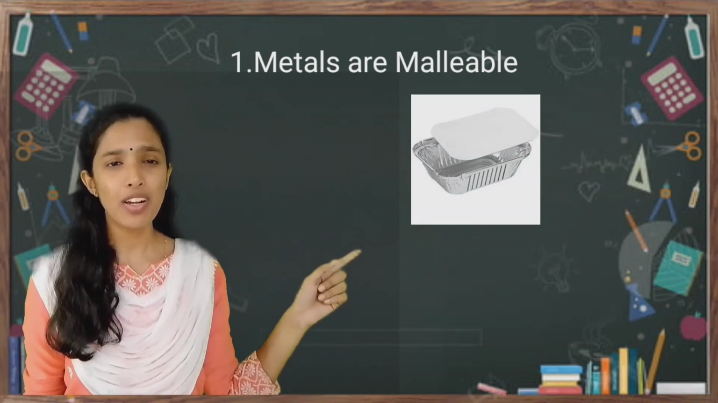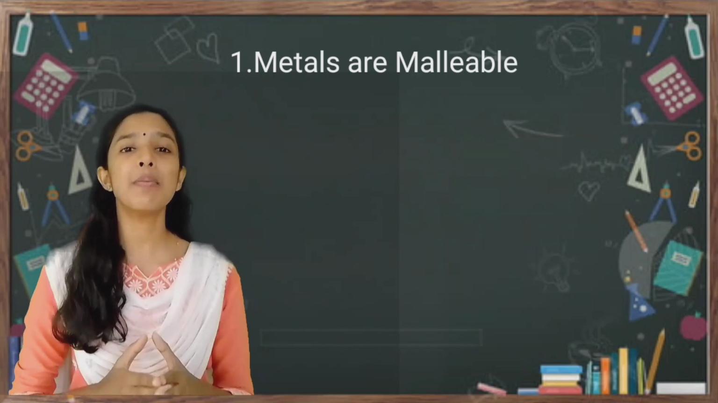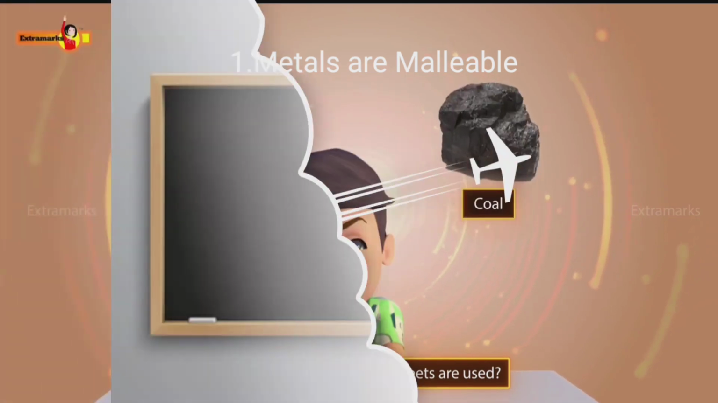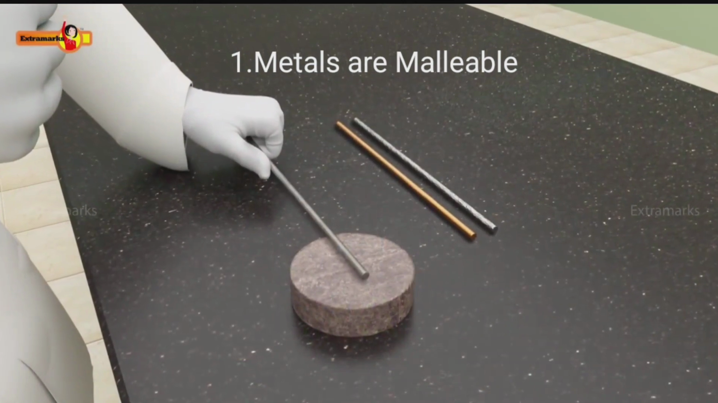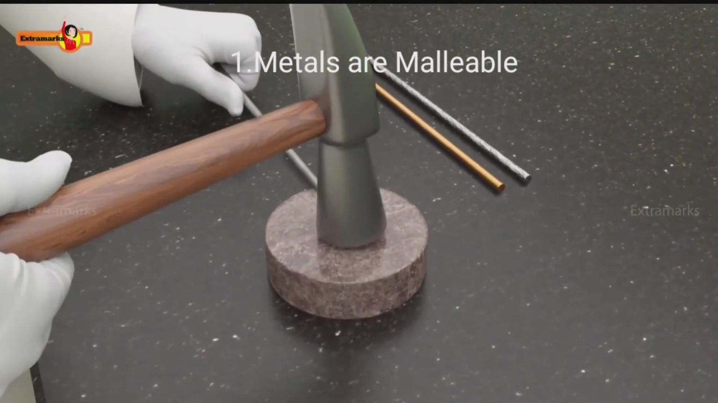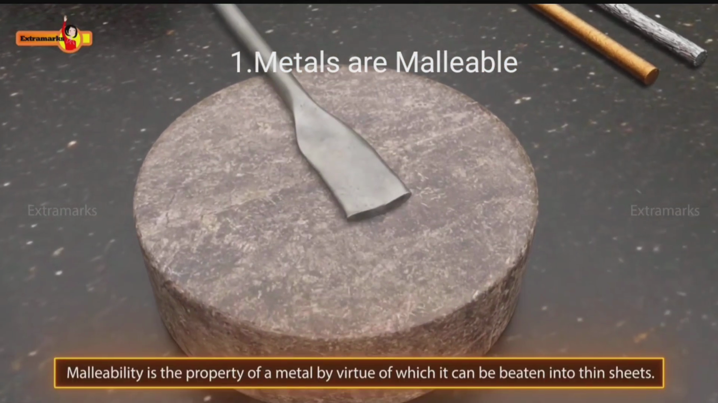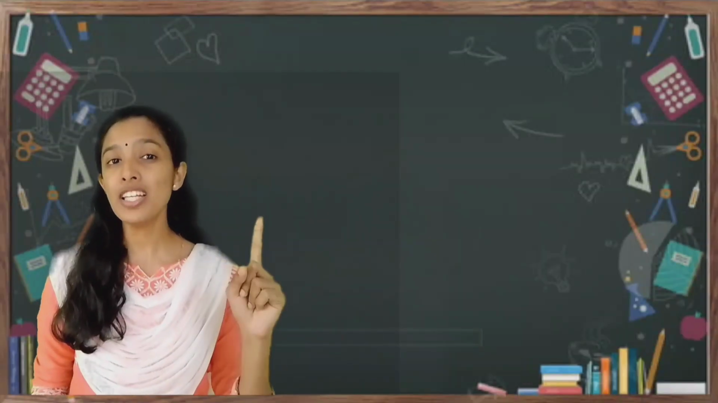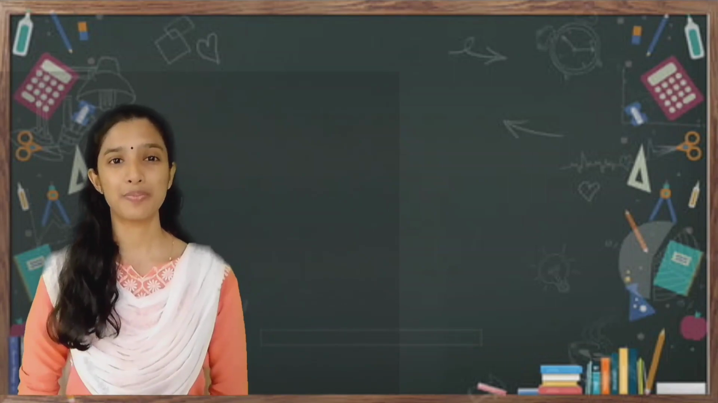This biryani cover, these sweet wrappers, all are possible because metals are malleable. Can't we use sheets or foils made of non-metals like sulfur or coal? The answer lies in a property which is characteristic of metals. Only metals can be beaten into thin sheets to make foil or sheet. This property is known as malleability. So, first property of metal is metals are malleable.